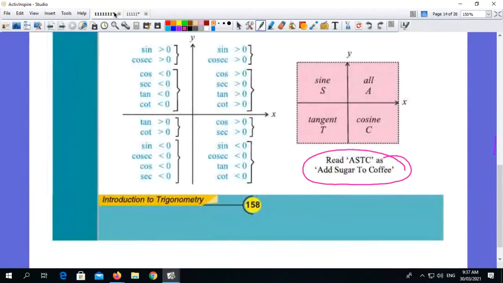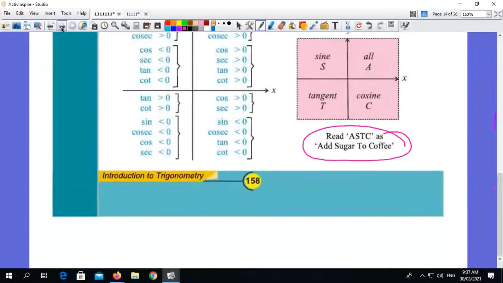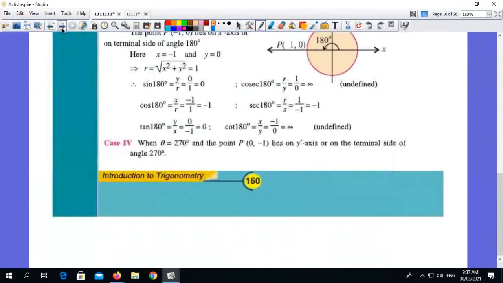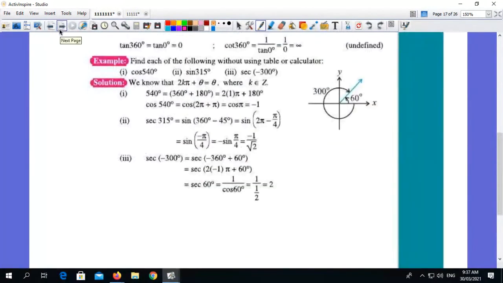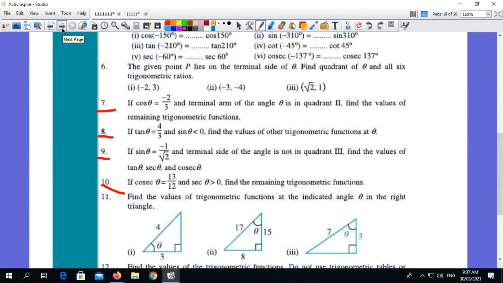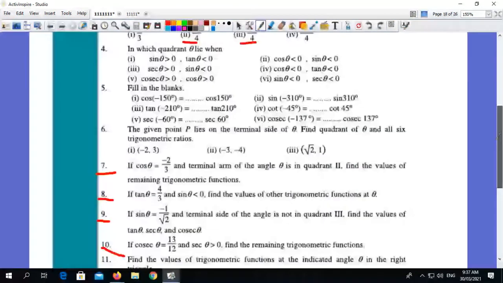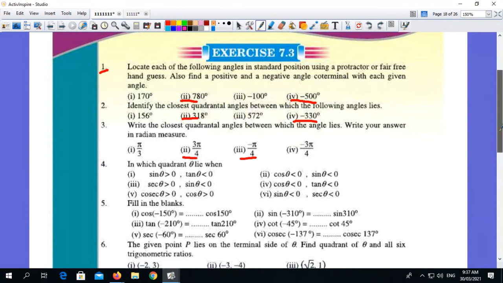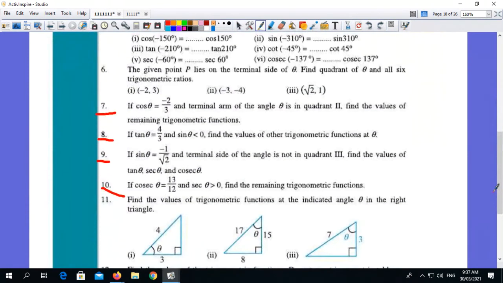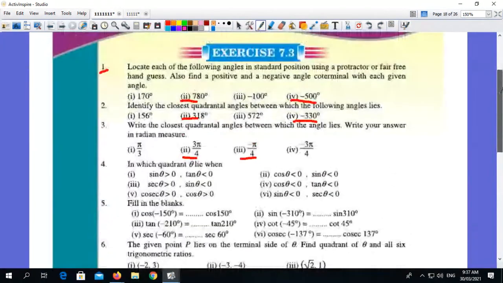Okay. Now we move on to our exercise on page number 162. These are according to the short syllabus questions. If you have any problem in this exercise, please ask me. Then I will resolve that particular question, and then we go on to 7.4.